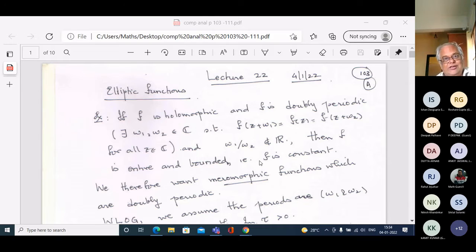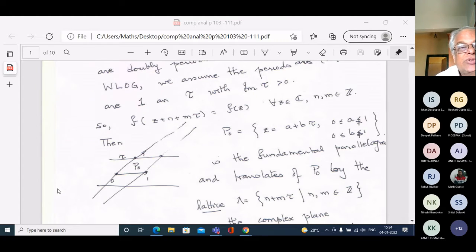Okay, so it's clear that if you have a function which is holomorphic and which has two independent periods, whatever I mean by independent, then in that fundamental domain, I have a picture here. Suppose it is periodic in this direction and periodic in that direction: f(z + n + mτ). So when you translate it by n, you get f(z), and when you translate it by τ, you get f(z). So this is the meaning of doubly periodic.